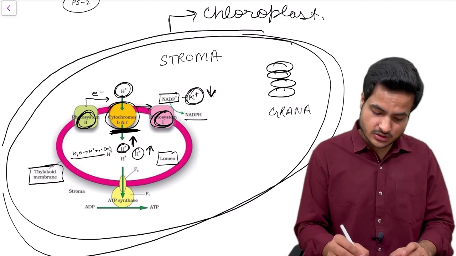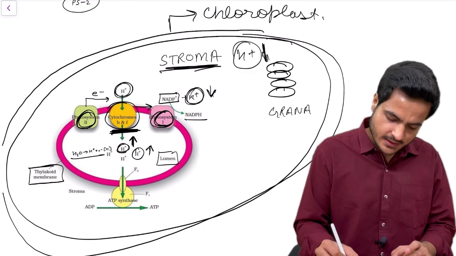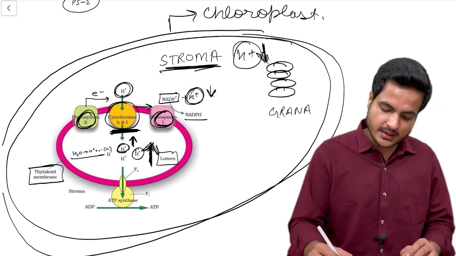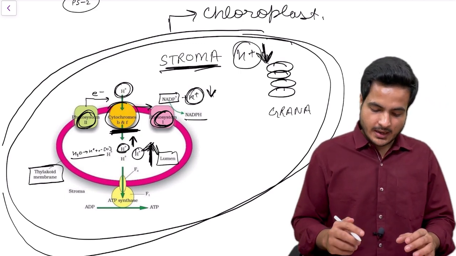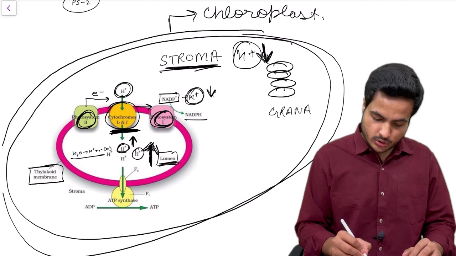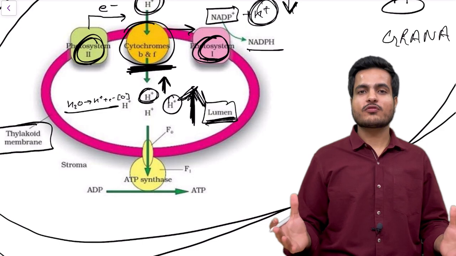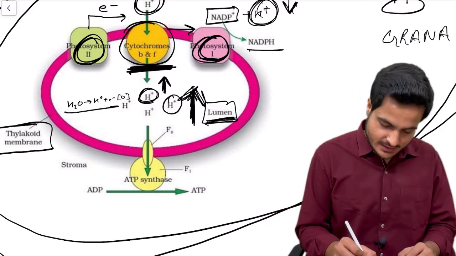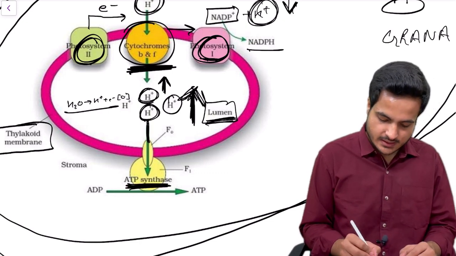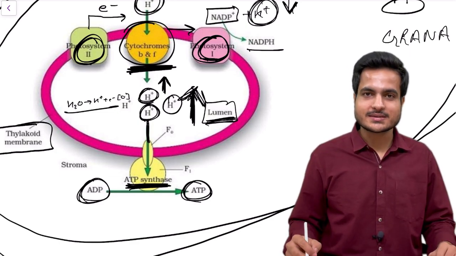Therefore H plus ions in the stroma are decreasing. In the stroma H plus is decreasing, in the lumen H plus is increasing. Therefore there occurs a proton gradient between these two. And when H plus ions move from higher concentration, that is from the lumen of the thylakoid to the stroma through this ATP synthase enzyme, it leads to the formation of ATP. So when these H plus ions pass through this enzyme called ATP synthase, there occurs phosphorylation of ADP into ATP. That completes the discussion.